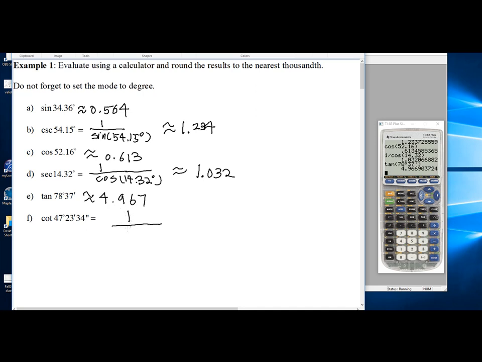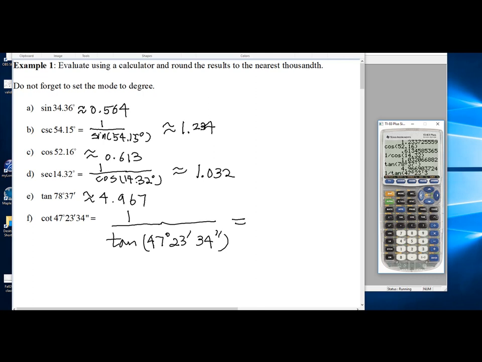And now the next one is cotangent 47 degrees 23 minutes and 34 seconds. So you would enter 1 divided by tangent, still using the reciprocal identity, of 47 degrees 23 minutes and 34 seconds. You would enter 1 divided by tangent 47. Degree is second apps option 1, and 23 minutes, so second apps, minute is option 2.